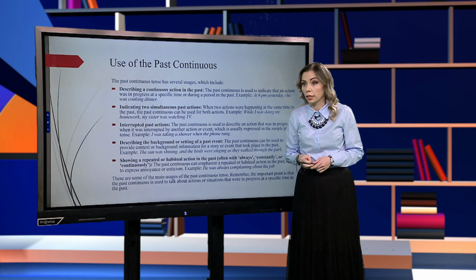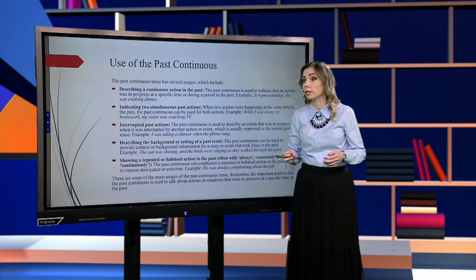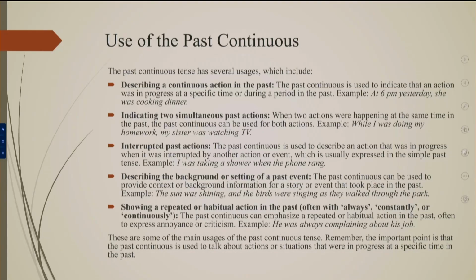The use of past continuous, well, has several usages, which include describing a continuous action in the past. The past continuous is used to indicate that an action was in progress at a specific time or during a period in the past. For example, at 6 p.m. yesterday, she was cooking dinner. Another use is indicating two past continuous actions. When two actions were happening at the same time in the past, the past continuous can be used for both actions. For example, while I was doing my homework, my sister was watching TV.